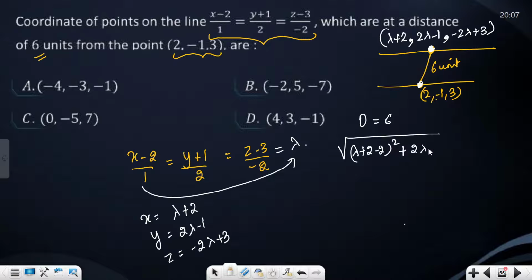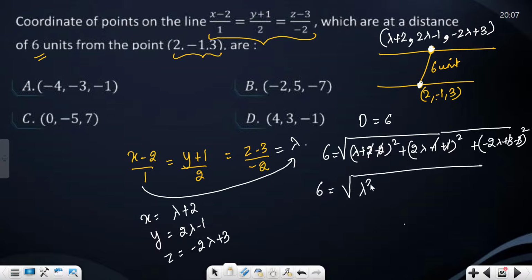Plus 2 lambda minus 1 plus 1 square plus minus 2 plus 3 minus 3 whole square. This cancels, this cancels, this cancels. And this is 6, by the way. So this is 6 lambda square plus 4 lambda square plus 4 lambda square. So this is 4 plus 4. So 3 lambda equals 6.